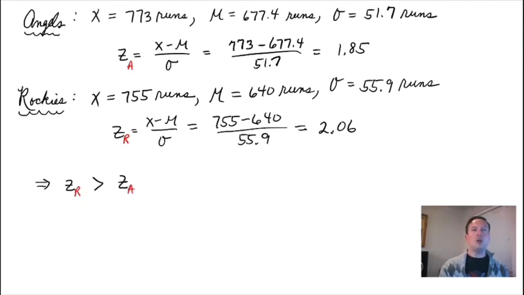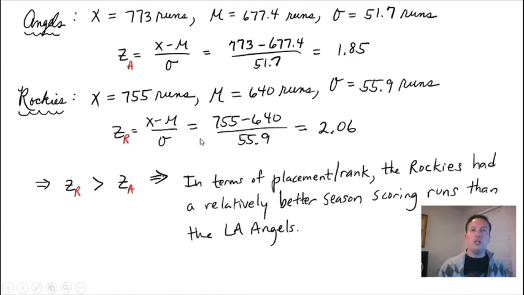All right, so comparing these, obviously the Rockies' z-score is higher, right, 2.06 versus 1.85, which we just say, again, in terms of comparing them in terms of their placement or rank, the Rockies had a relatively better season scoring runs than the LA Angels.